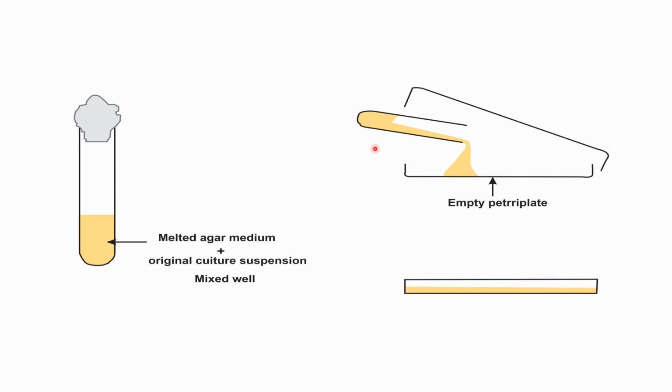So this diagram will illustrate the procedure of the pour plate method. Now this is your agar bud, nutrient agar bud, which consists of melted agar medium, approximately 20 ml. Within that we have added the suspension, the original culture suspension. Mix well, then pour it into the empty Petri plate and allow that Petri plate to solidify. Incubate it at the proper time and temperature, and on the next day you will find the colonies appearing on the agar surface.